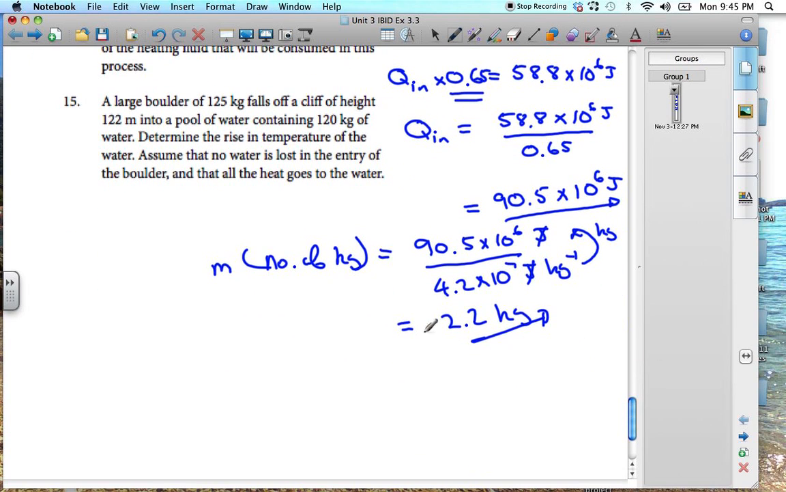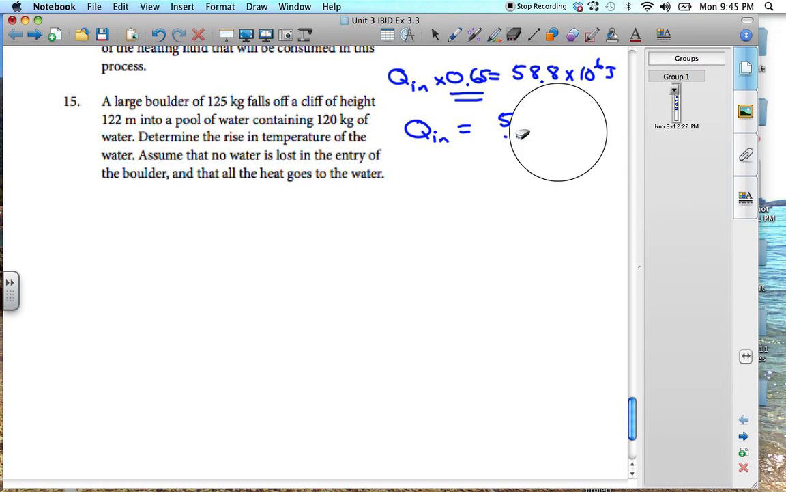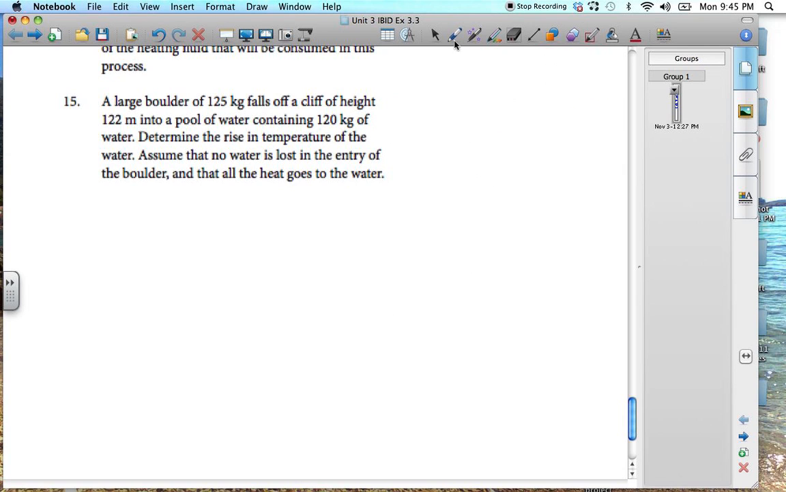And then finally, this final one, I'm going to just need to erase some of this so that I can have some space here. Hope you got all of that. Back to here. Alright, so we have a large boulder of 125 kilograms falls off a cliff of a height of 122 meters into a pool of water containing 120 kilograms of water. Determine the rise in temperature of the water. Assume that no water is lost in the entry of the boulder and all the heat goes to the water.